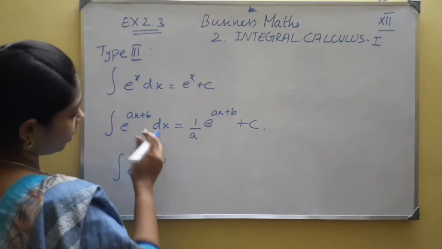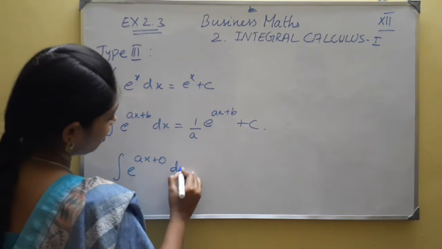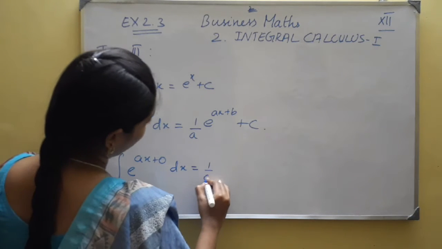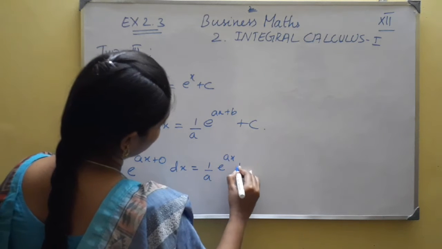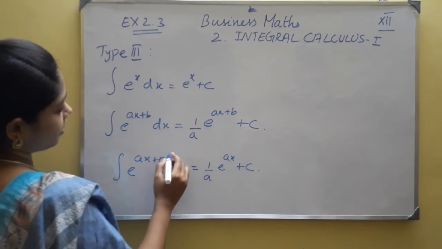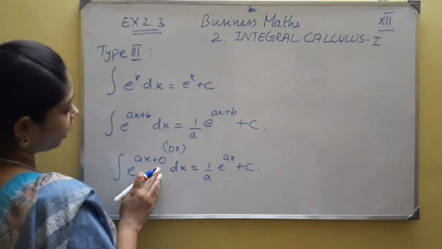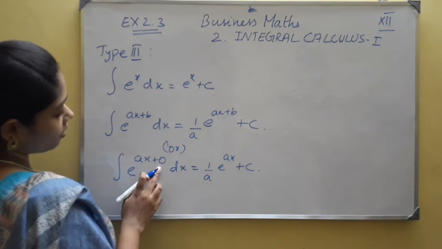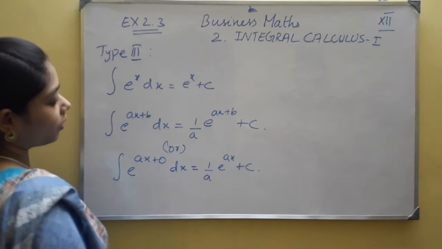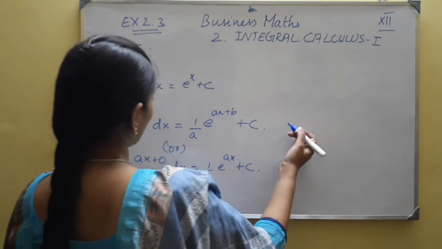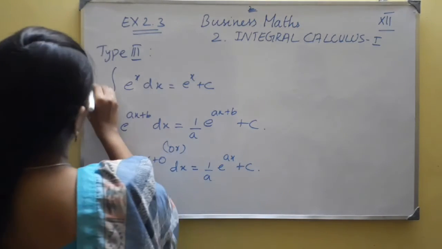B can be 0, b can be a real number. A and b are real numbers. So this is 1 by a e power ax plus c. Both are same. Okay, so b can be any numerical value, any real number. So if at all b is 0 means you will write 1 by a e power ax plus c. And this is the first formula.